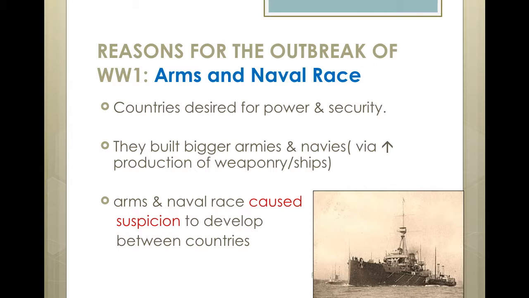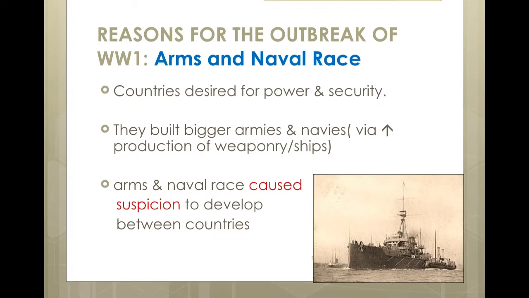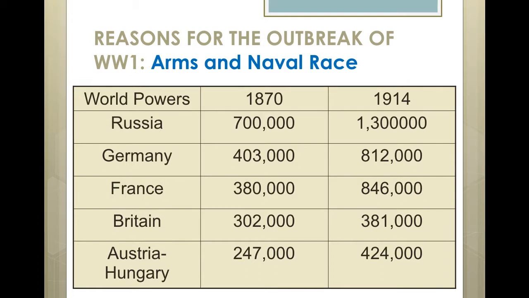The arms and naval race caused suspicion to develop between countries, as each worried that the other might attack it or take over its colonies. Take a quick look at the table showing the arms and naval production between 1870 to 1914. It tells you that European nations were determined to strengthen themselves and ensure that no other nations threatened them.